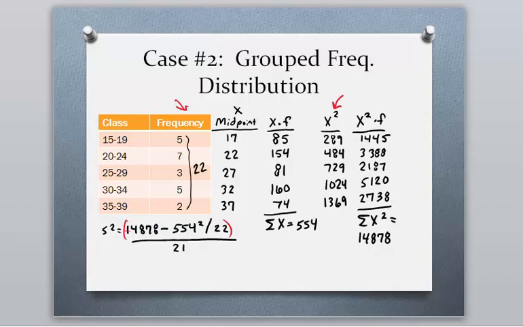All right, so let me put it in. Let's see what we get. 14,878. All right, so I get 44.16 if I round to 2 decimal places. And that's going to be my variance, and my standard deviation will be found by taking the square root of that, which gives me 6.64.